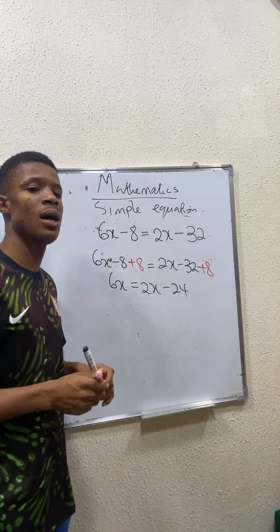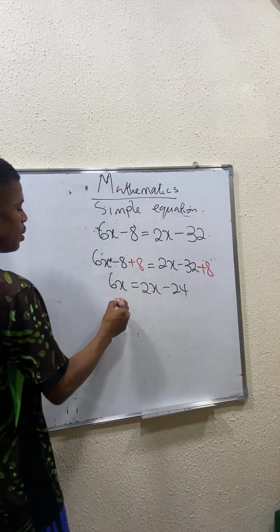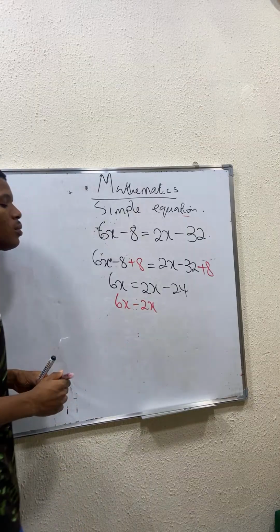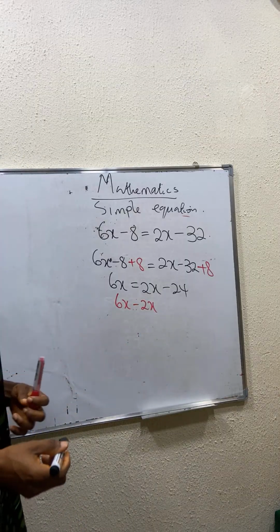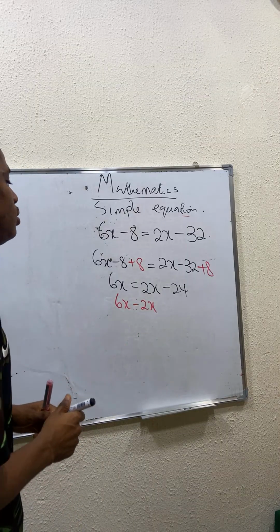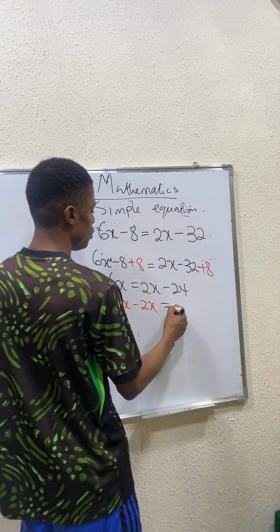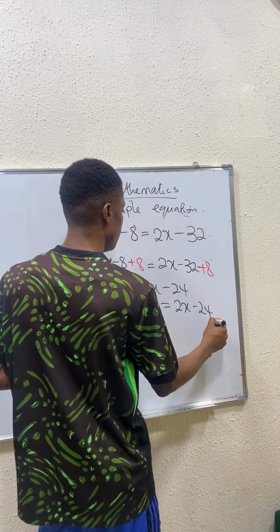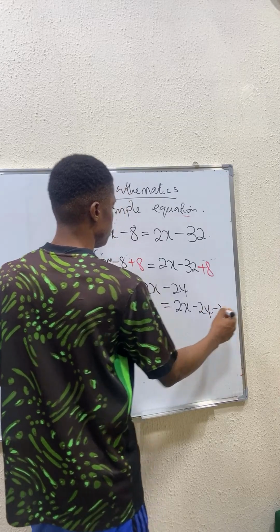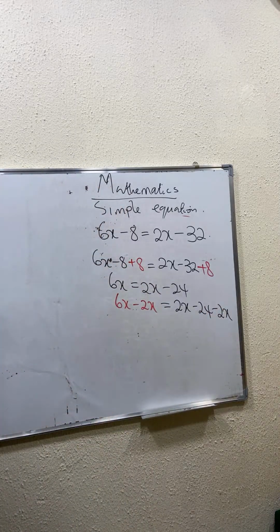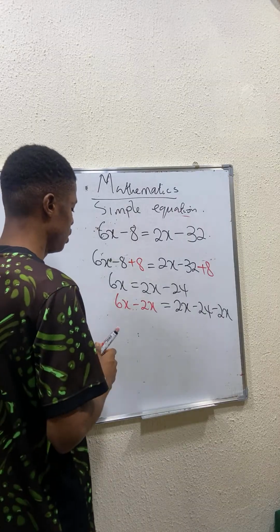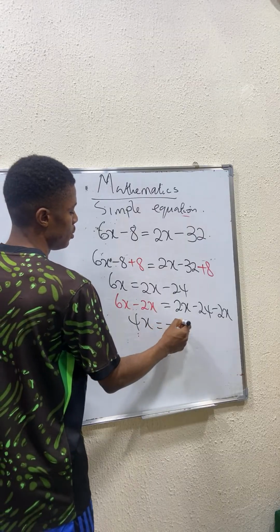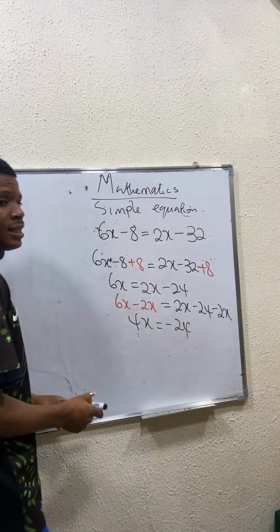So the next thing we have to do is simple. We have 6x and 2x. We will now subtract 2x from both sides, right? So if you subtract, you have 2x minus 24 minus 2x on the right. If you do justice to that, you have 4x is equals to minus 24. Are you getting it now?